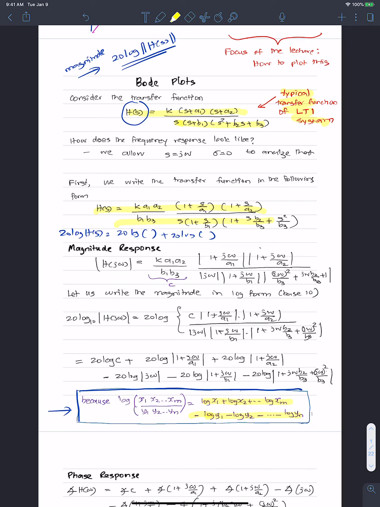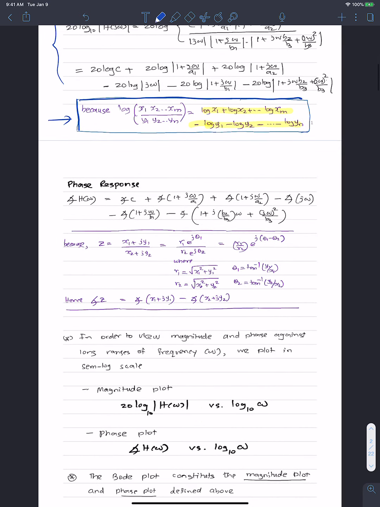So the log on this side can be written as log x1 plus log x2 plus log xm minus, whatever is in the numerator adds and whatever is in the denominator subtracts. We will use this property a lot in making the Bode plots in the future, and that is what is explained here. I'm not going to go into the detail. You can just look at this, but we will do several examples later.